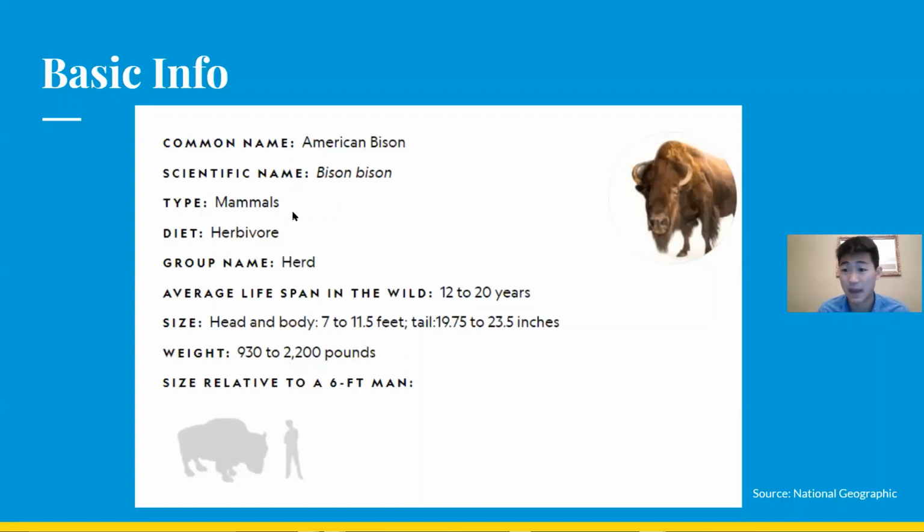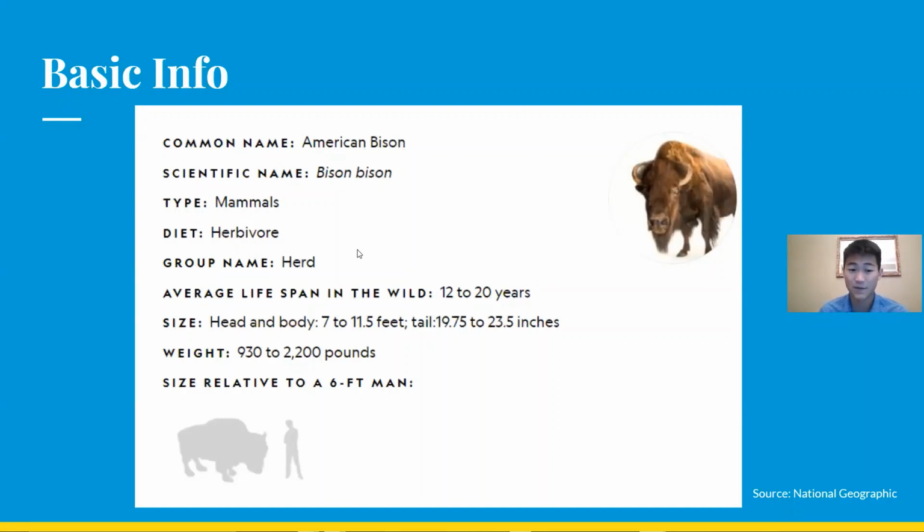The type is mammals, so they're mammals just like us, right? Their mothers produce milk, they have hair, they have live births, and they're warm-blooded, just like us. For diet, they're herbivores. If you remember before, herbivores are plant eaters. They're grazers specifically, so they graze on different types of grasses and such. The group name is a herd, so when you see a bunch of buffaloes together, it's a herd of buffalo. The average lifespan in the wild is 12 to 20 years, so it's about a fourth to a fifth of a normal human life.